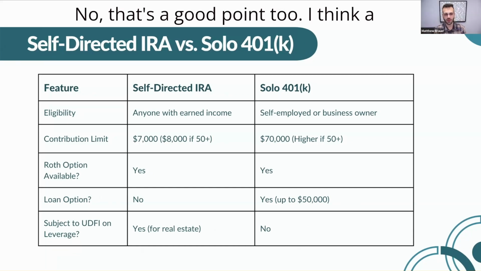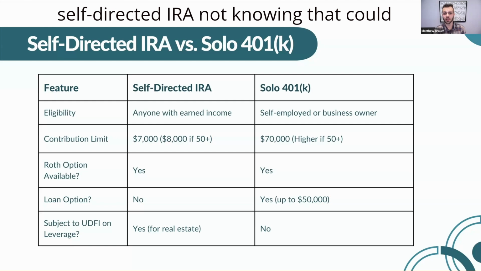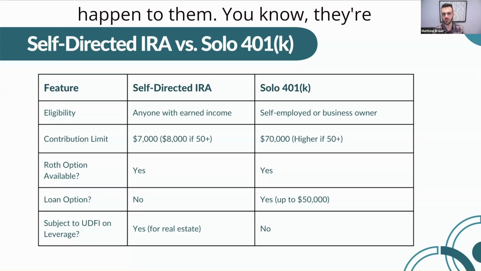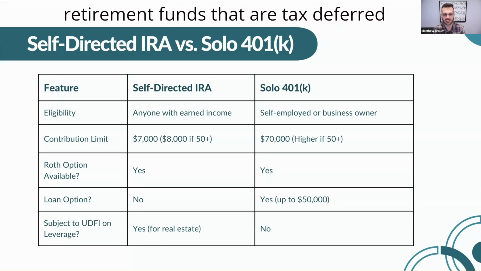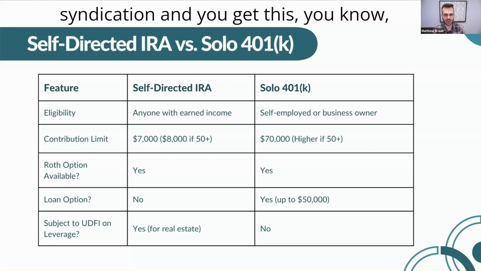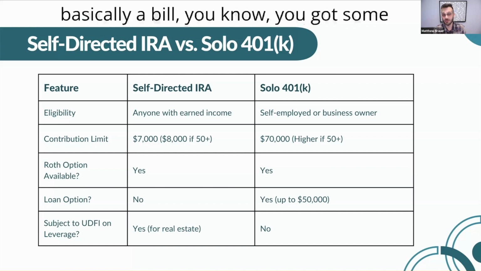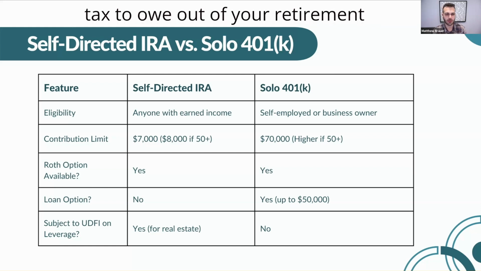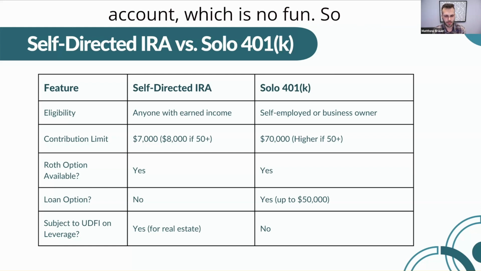That's a good point too. I think a lot of people will sign up for a self-directed IRA not knowing that could happen to them. They're wanting to use retirement funds that are tax deferred, and then all of a sudden you're in a multifamily syndication and you get basically a bill. You've got some tax to owe out of your retirement account, which is no fun.